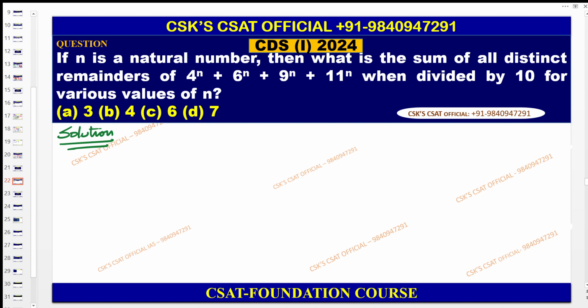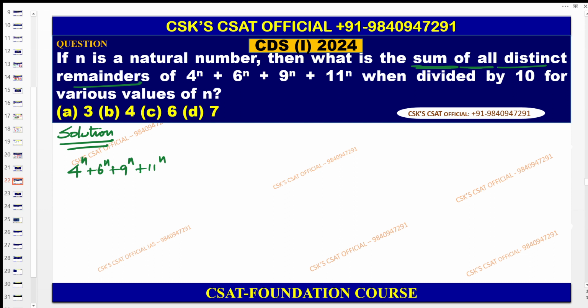So focus on this question. If n is a natural number, then what is the sum of all the distinct remainders of 4 power n plus 6 power n plus 9 power n plus 11 power n?